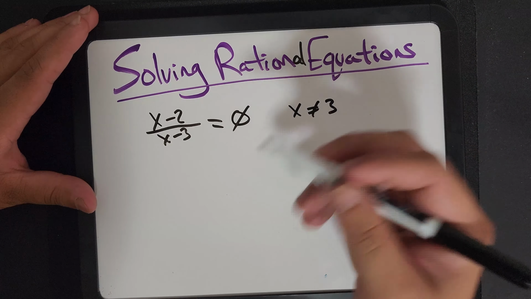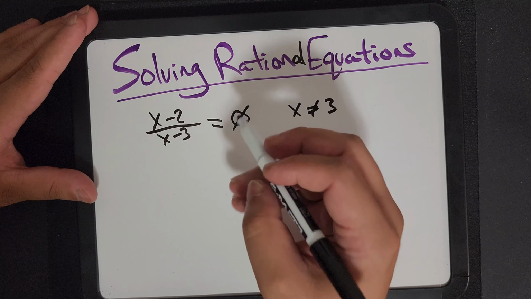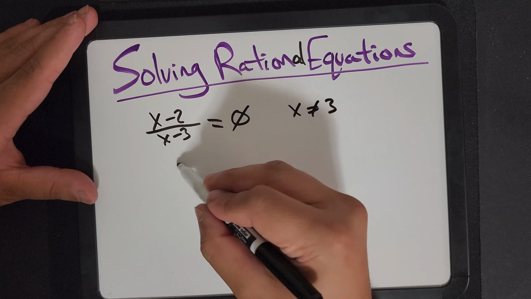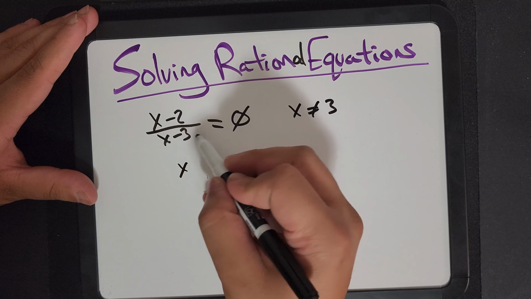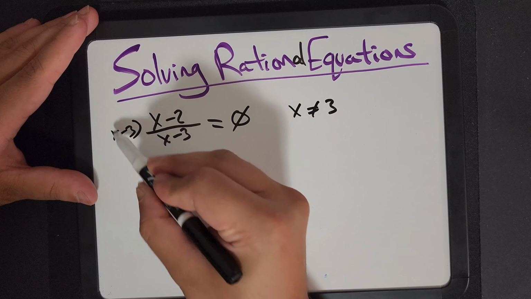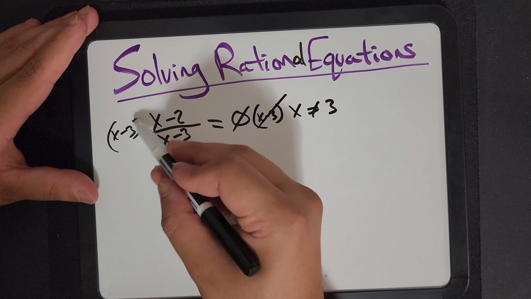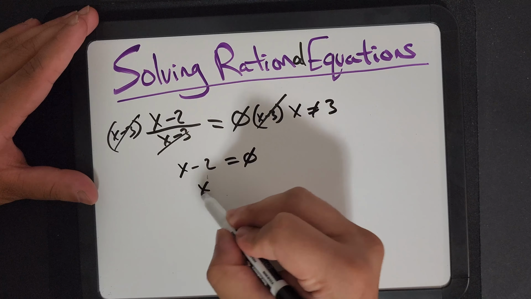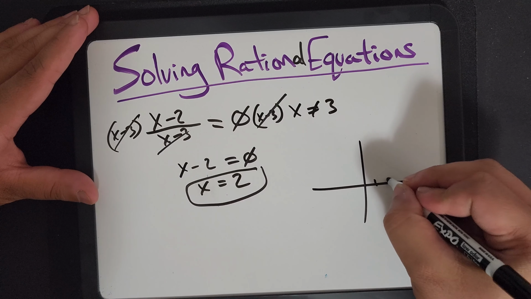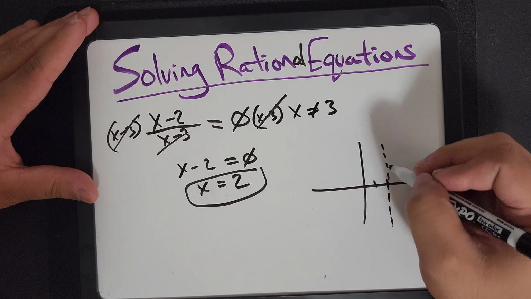So if we set this equation to 0 and we solve for x, basically we multiply both sides by x minus 3. 0 times that is 0 anyways, this will cancel, and you're left with x minus 2 equals 0, so x equals 2, and that means at 2 we have a vertical asymptote.